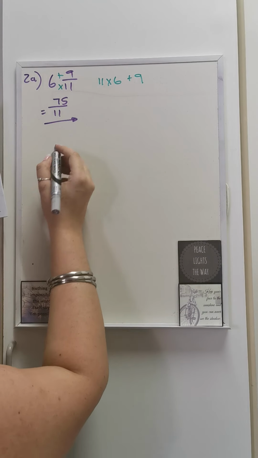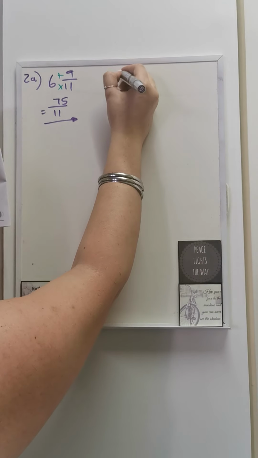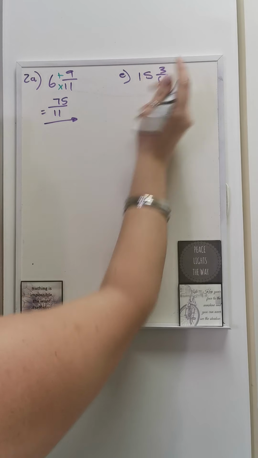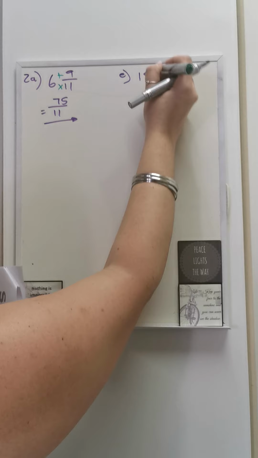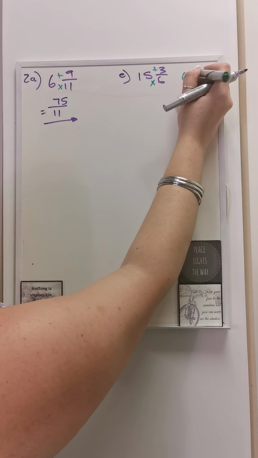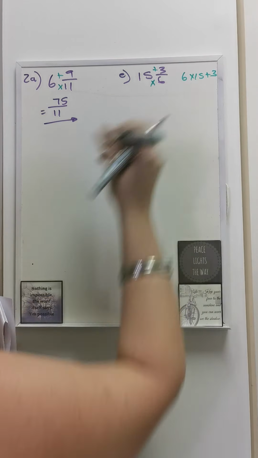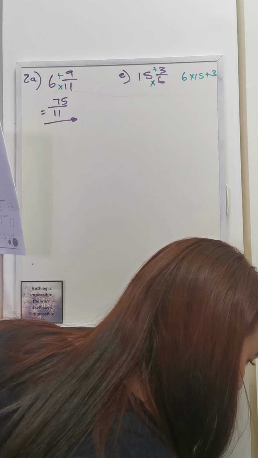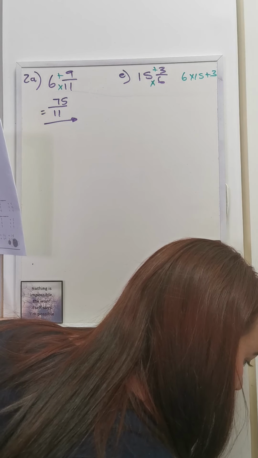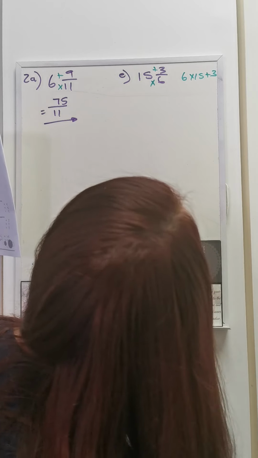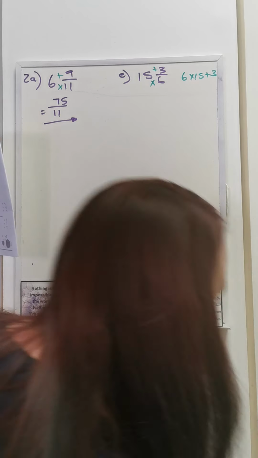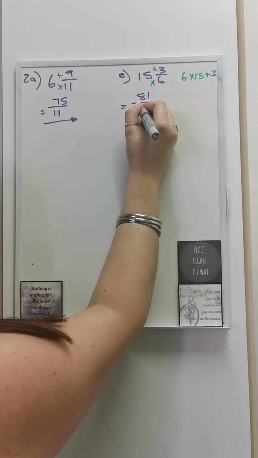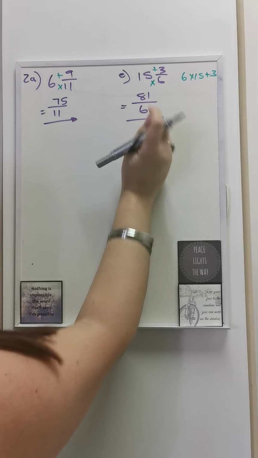So let's look at number E. 15 and 3 over 6. So we're going to times and plus. So it will be 6 times 15 plus 3. 6 times 13 plus 3 gives you 81. So it will be 81 over 6. Yes, it stays the same.